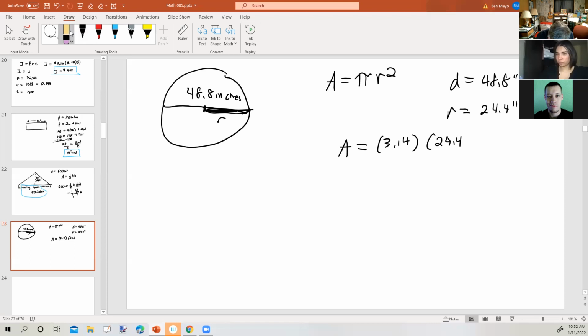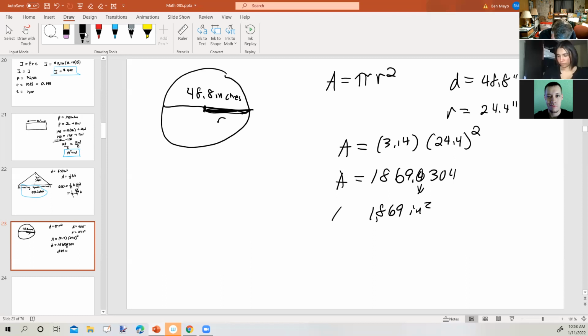24.4 squared. Okay. So 3.14 times 24.4 squared. And it says round to the nearest square inch. So I'm getting 1869.4304. So the 4 would round down, so 1,869 square inches. That would be using 3.14.